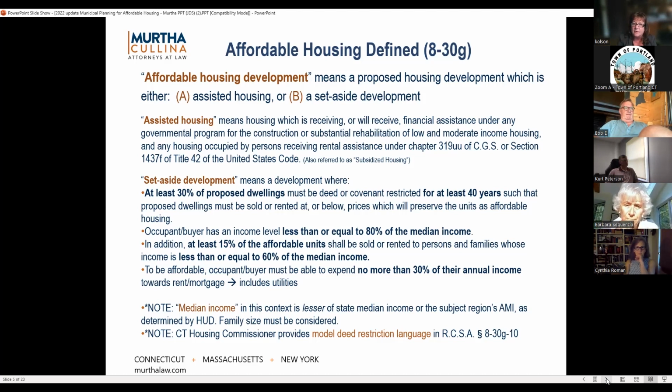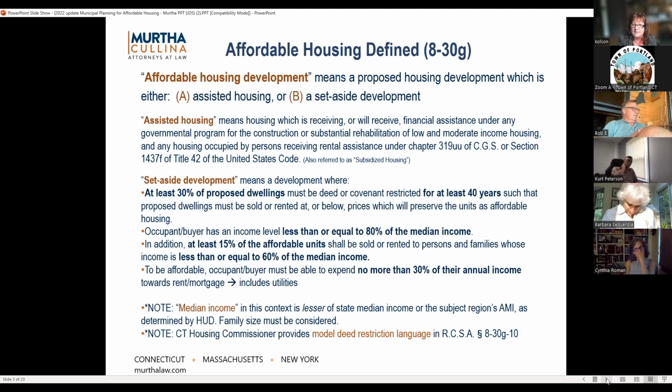By definition, an affordable housing development is either A, assisted housing, or B, a set-aside development. So what is assisted housing? It's housing that will receive financial assistance under a government program to subsidize. So it's what we all sort of think about as Section 8 housing, right? Where the rents and everything are subsidized.